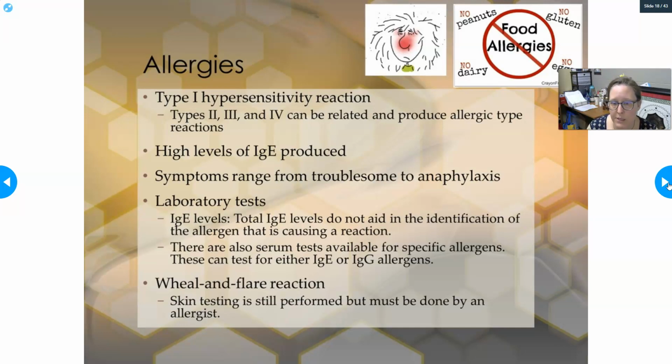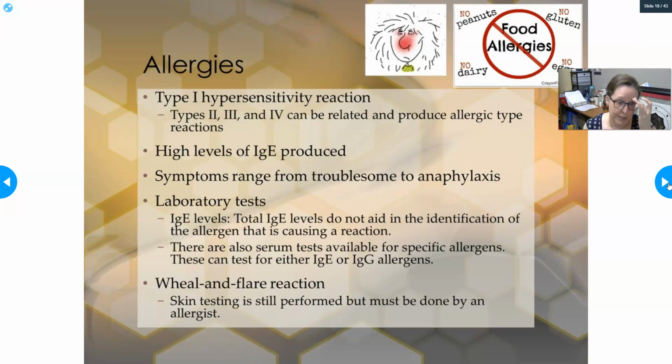There are serum tests available for specific allergens. It can be tested for IgE or IgG to allergens. So again, you can check if you have IgE to wheat or IgG to wheat. If you have IgG to wheat, you'll have more of what we call a gluten intolerance. If you have IgE to wheat, you really have a true wheat allergy. And so, again, these can be checked for a lot of the common food allergens that people react to.